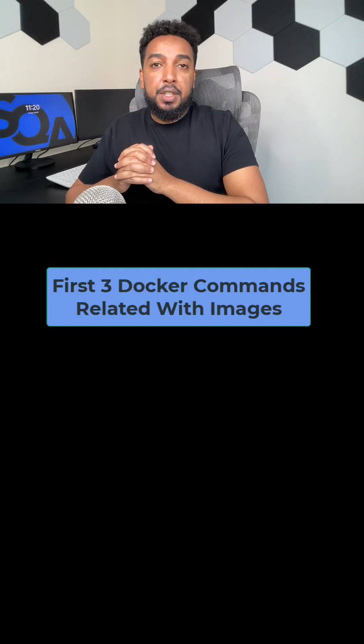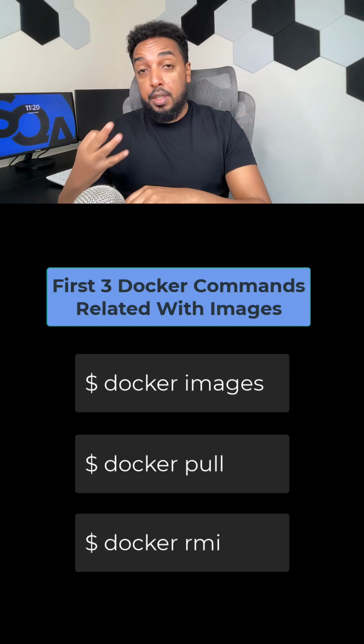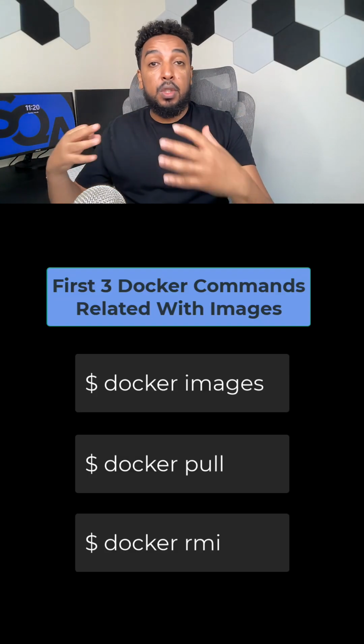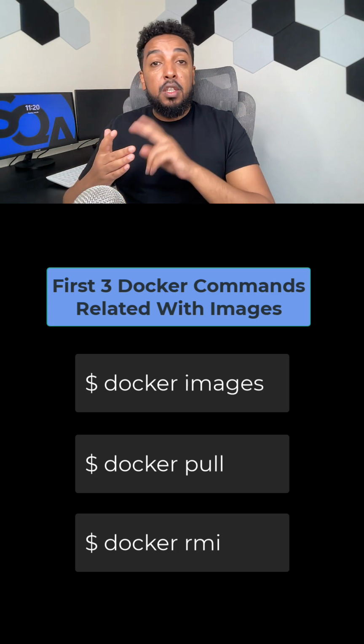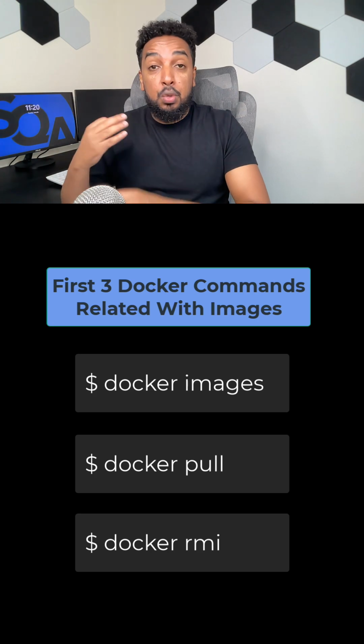The first Docker commands you need to know are related to images. There's three of them. Docker images will list out all the images you have. Docker pull will download, that is, pull an image. And Docker rmi will delete an image. So let's look at those three commands.